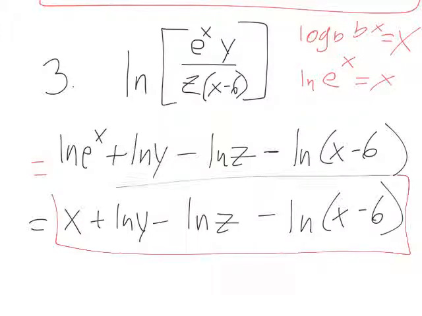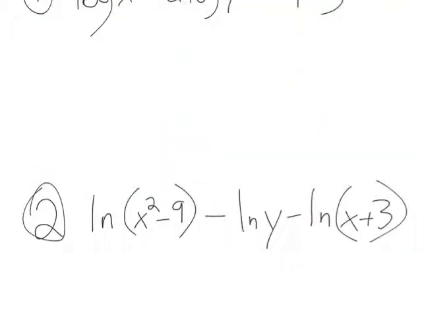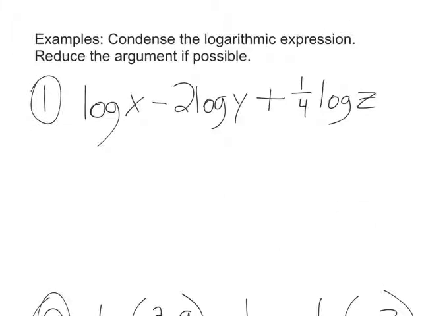And that's the last of the expansion problems that I want us to look at. Next, we're going to take a look at going the other direction and look at some condensing. All right, let me pull that down a little bit. And again, the instructions are a little different from what you'll see in the book, so be sure you take a look at them there. We're going to condense the logarithmic expression and then reduce the argument if we can.